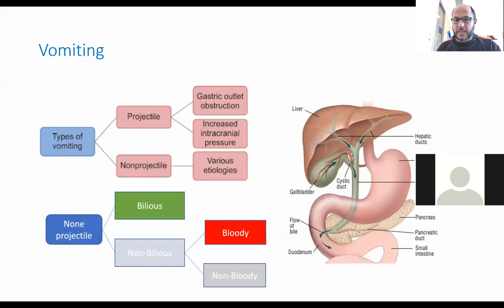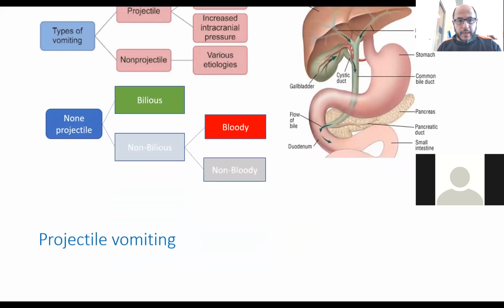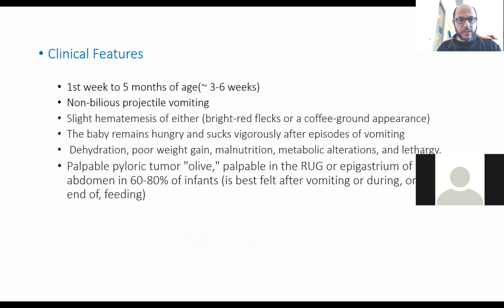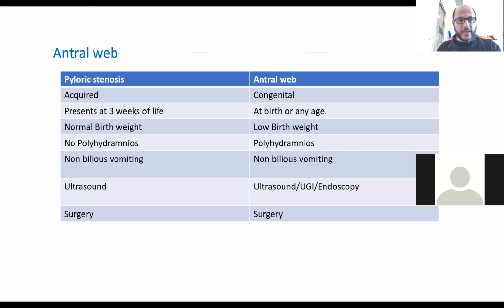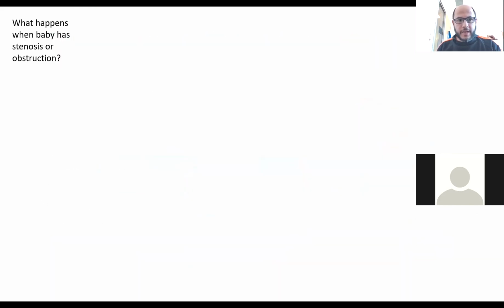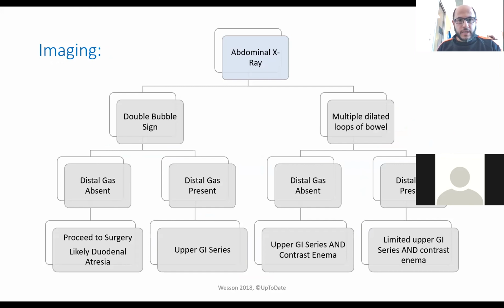It could be bilious, that means bile, greenish yellow, or non-bilious vomiting. The non-bilious vomiting could be bloody or non-bloody. Blood could be fresh blood or coffee ground, depending on the presentation. Then we discussed pyloric stenosis last time; feel free to look it up online. We discussed the antral web, and then we came to the small intestinal obstructions. Very quickly, for the GI joint people who did not catch the last lecture, we discussed how to approach it.